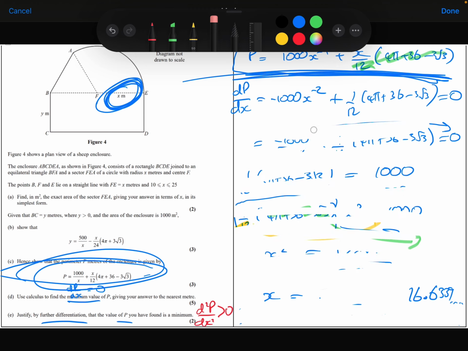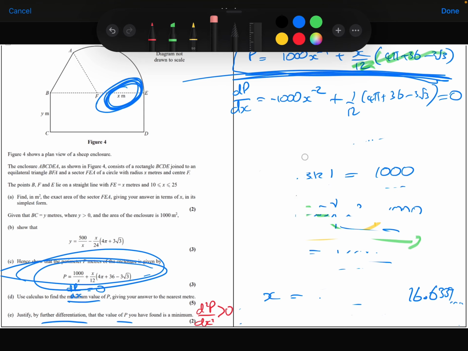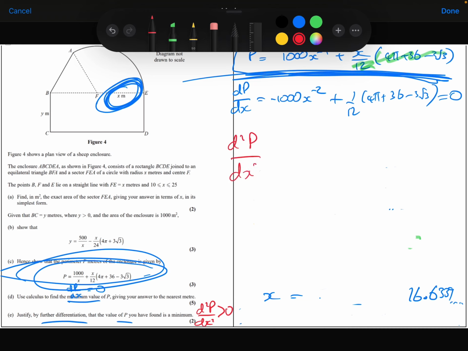So let me just come back up to this point here where I had my first derivative. So I can differentiate that again to get my second derivative. So d2P/dx squared: the minus 1000x to the power minus 2 will become a positive 2000x to the power minus 3. All of this here is just a constant. So when I differentiate that, it's just going to become 0. So actually this is just my second derivative.